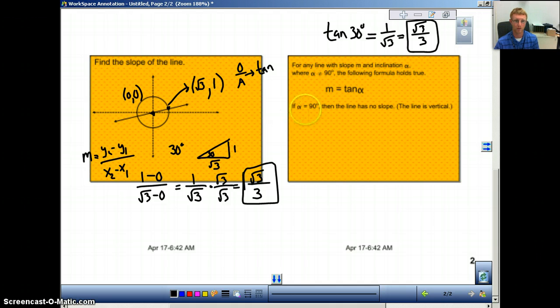This always holds unless it's 90 degrees. But again, think about it. If our alpha is 90 degrees, that means we have a vertical line, and a vertical line has no slope. So that's the reason why 90 doesn't work, and that's the reason why tangent of 90 is undefined. Okay? So we will be using this to find slopes of lines coming up out of the origin like that. We can use tangent of whatever our inclination angle is.